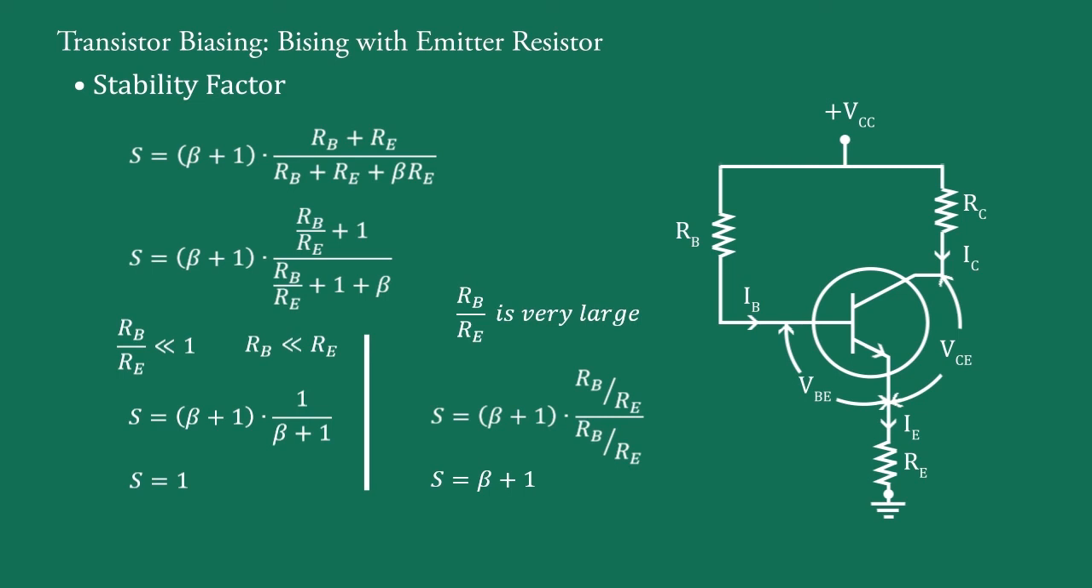So, if we take some intermediate values of RB and RE, S can be reduced comparatively, and therefore S is less than beta plus 1.